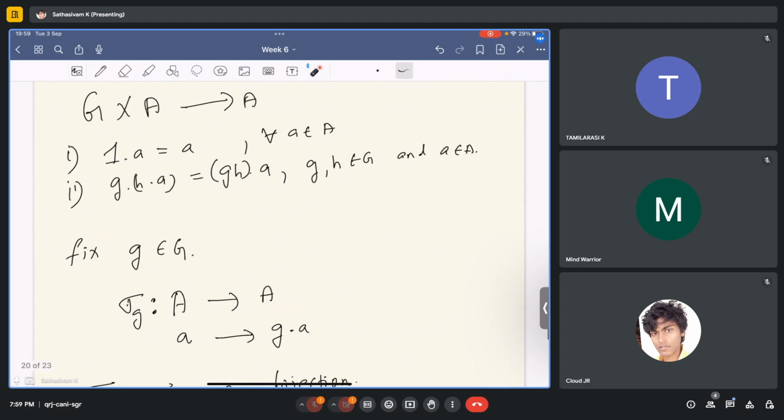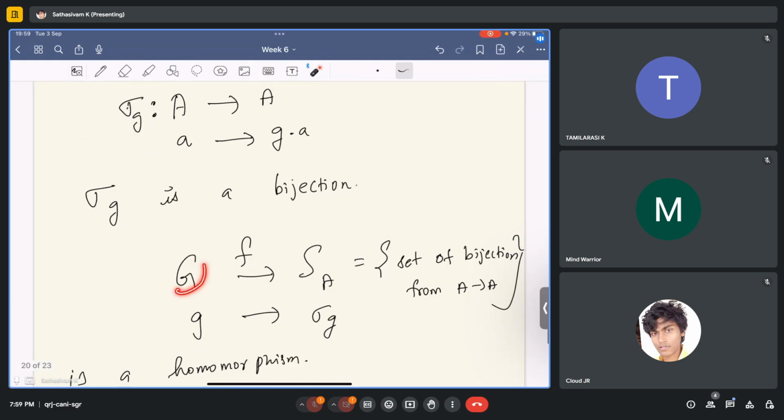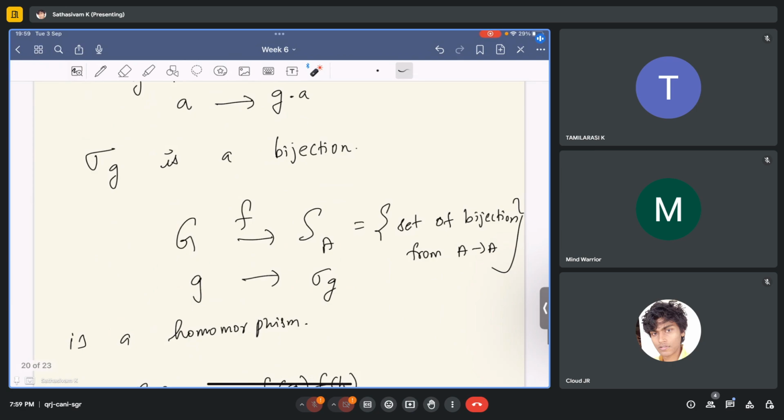So that means by changing different G, you get a different bijection. And hence you will get a map from G to S_A, where S_A is the set of all bijections from A to A. So this is a symmetry group, of course. Instead of n letters, we are having n symbols, different symbols. It's all the same. Up to isomorphism, they are all the same.